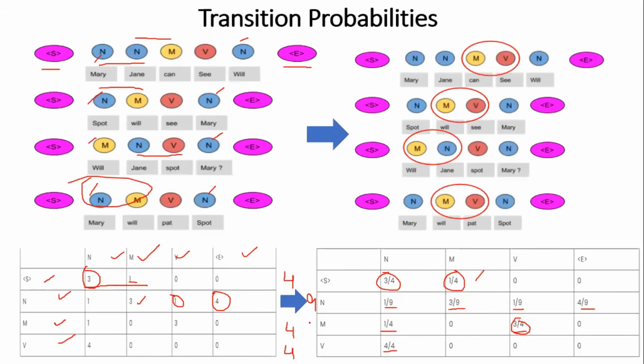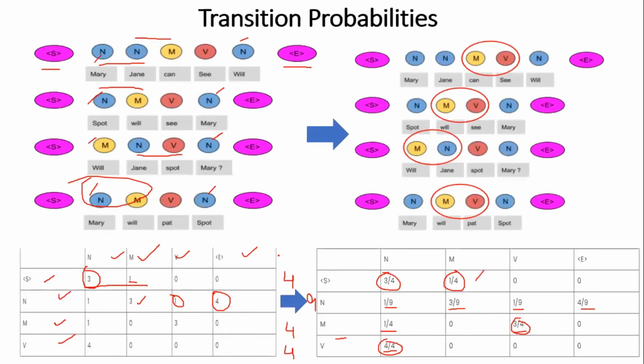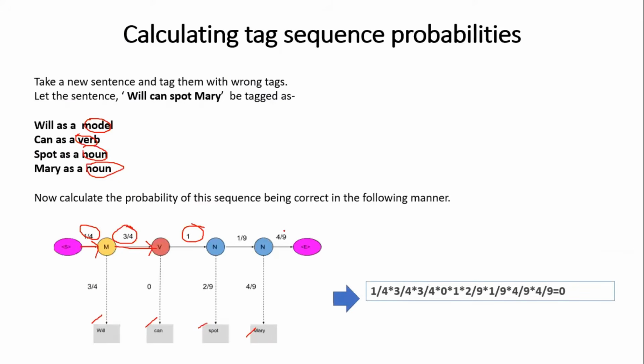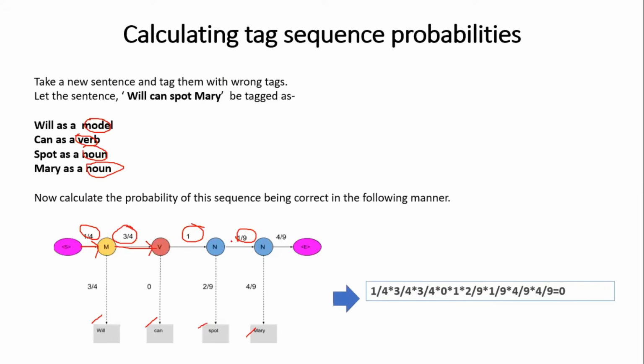Now verb to noun. So this is verb and this value is noun. Verb to noun is 1, so this value will be 1. And then noun to noun. You can see noun to noun is 1 by 9, so this will be 1 by 9. Then noun to end. How many times noun appeared at the end? Noun to end is 4 by 9. So you just take the values from the table and replace the values here.